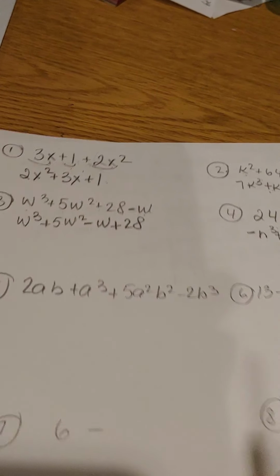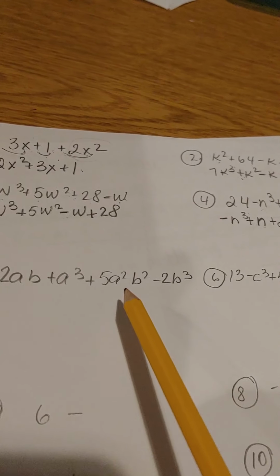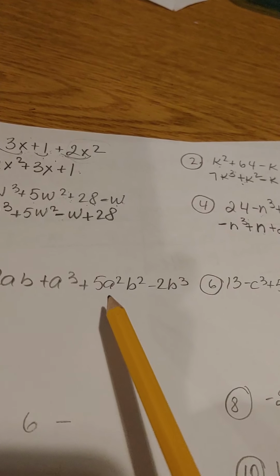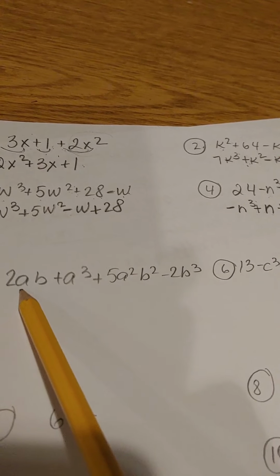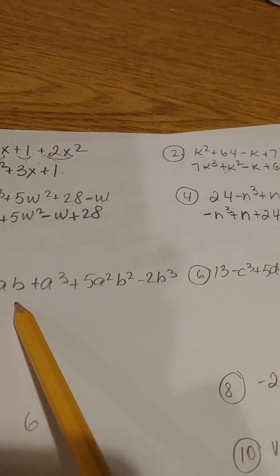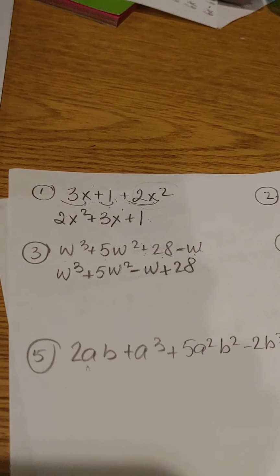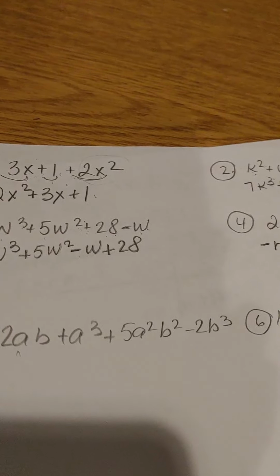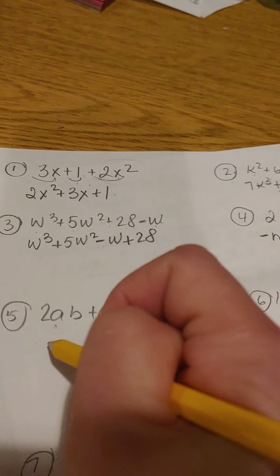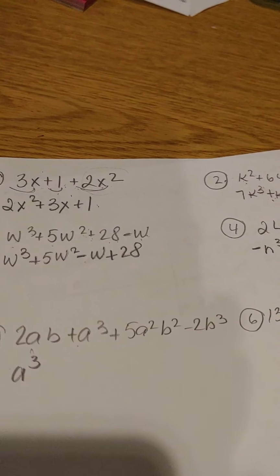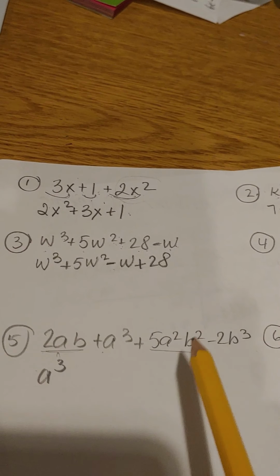Problem number 5. Here we're dealing with a and b. Again, the terms have to be written in alphabetical order. So a is our main variable. So that's what we have to start with. a. Do we have any just a term? Yes, we do. It's a to the third power. Now, do we have anything else with a? We do have this and this.